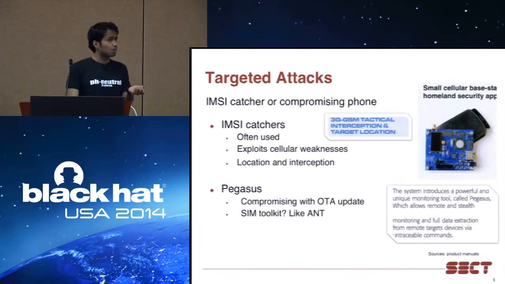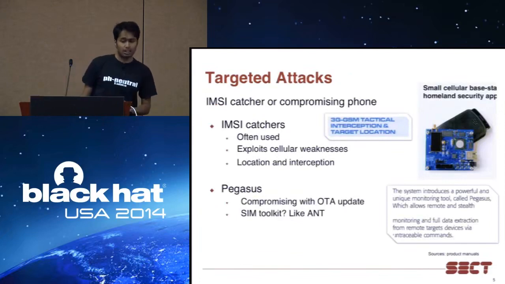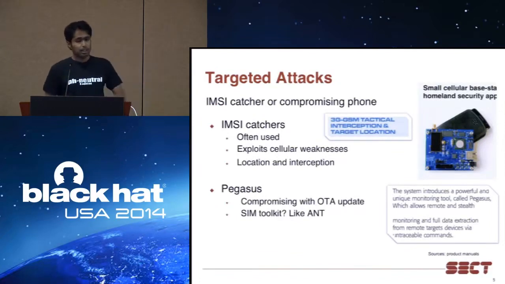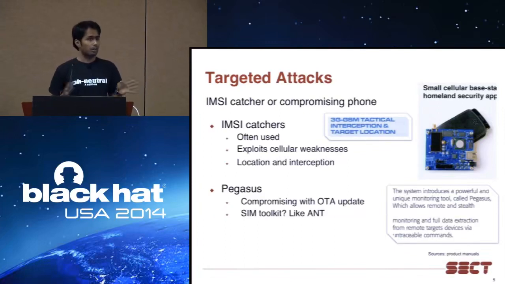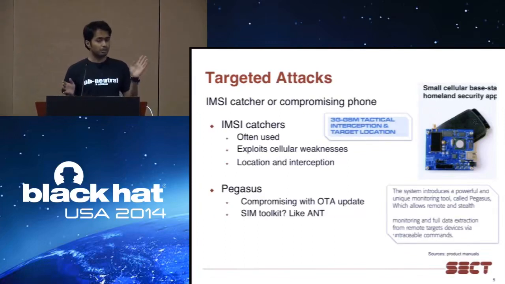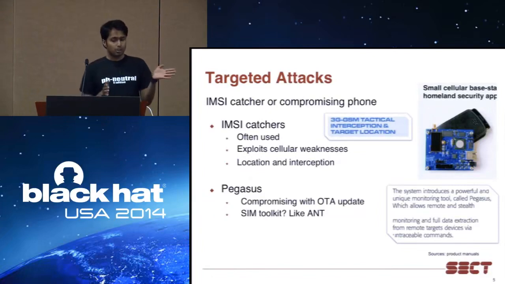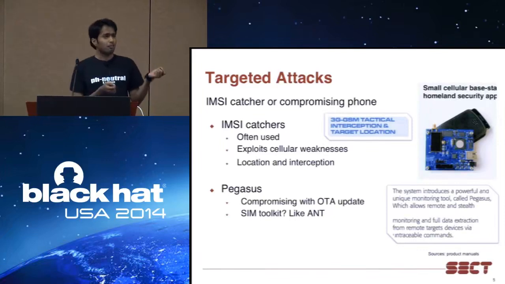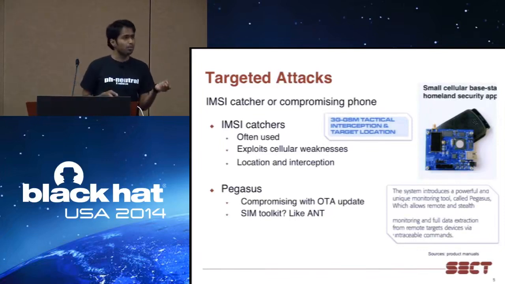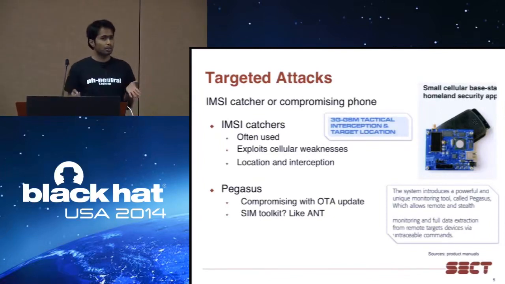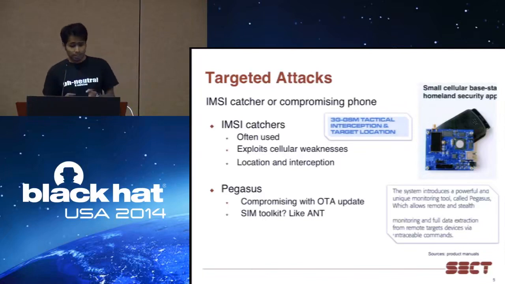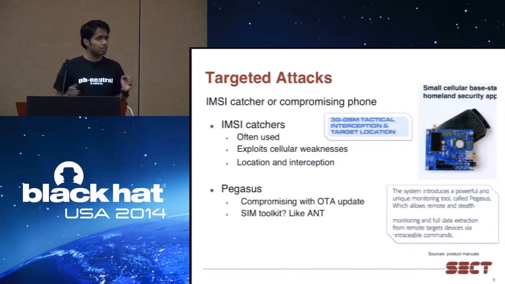So let's look at just a brief introduction about what these targeted attacks are: IMSI catcher or compromising a phone. I try to divide them into two categories. First is IMSI catchers, which are often used by the FBI or police agencies. These exploit the weaknesses of GSM, basically 3G. Some manufacturers claim that they also exploit 3G networks. The main goal is to track you in some area, basically location tracking or interception.